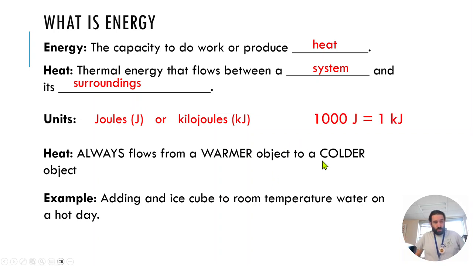Now, if you need to convert between joules and kilojoules, of course, you should know by now that there are 1,000 joules in 1 kilojoule. And there are 1,000 seconds in 1 kilosecond. And there are 1,000 meters in 1 kilometer. And there are 1,000 anythings in 1 kilo anything.